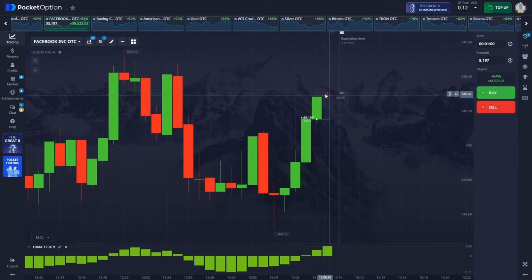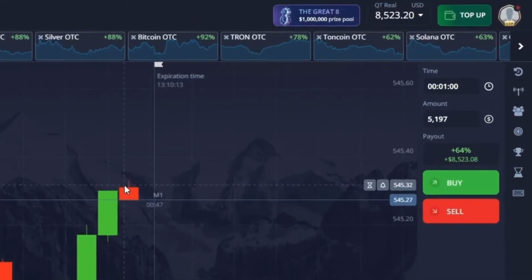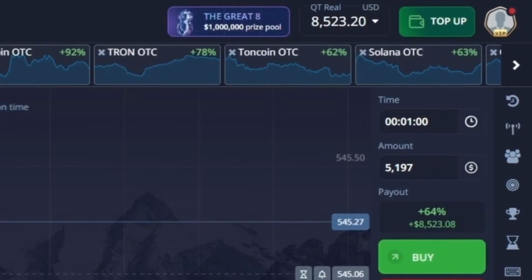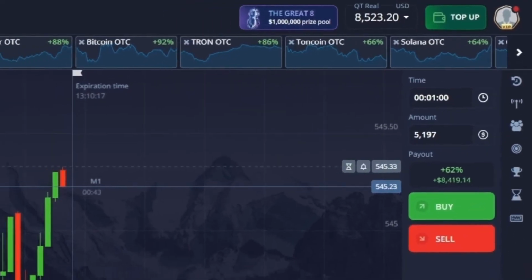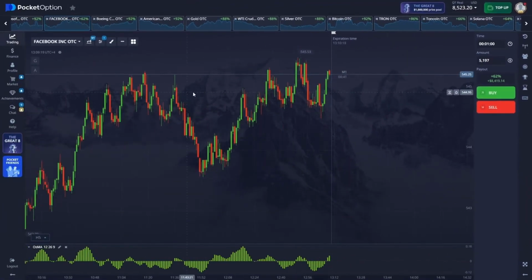Only a few seconds left and I won another trade. Now my balance has turned into $8,523. So it's a great amount that I made with the help of this new indicator, OsMA.